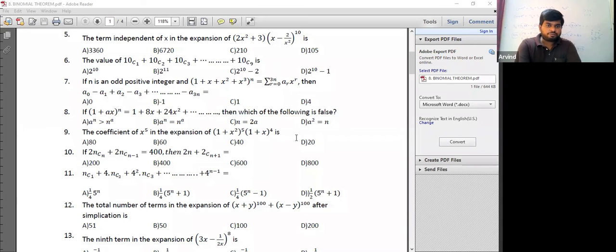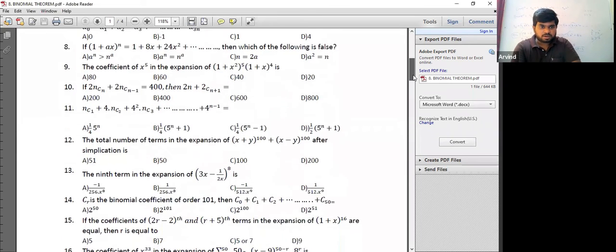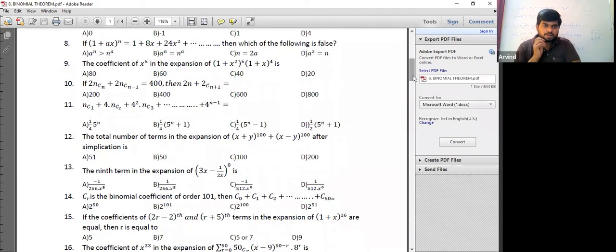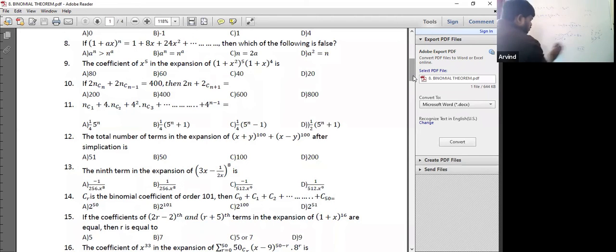The coefficient of x^5 in the expansion: the same way you have to do it, which you have already done. So I'm not going to discuss that. Let's go to the next one. 2nCn + 2nC(n minus 1) is equal to 400. Then what is the value of (2n plus 2)C(n plus 1)? This is a very important question, such type. Okay.